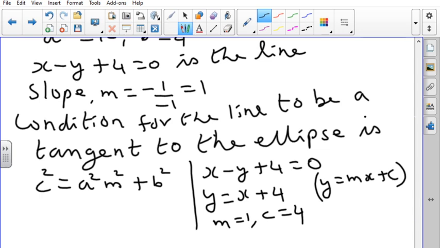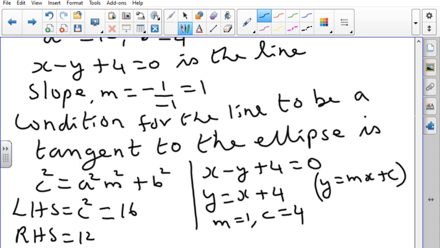So now what about the left hand side? Left hand side is equal to c square. c is 4, so c square is 16. And what about the right hand side? Right hand side is a square m square plus b square. a square is equal to 12, so 12 into 1 plus b square, which is 4. So it is also equal to 16. Therefore, we have left hand side is equal to right hand side.